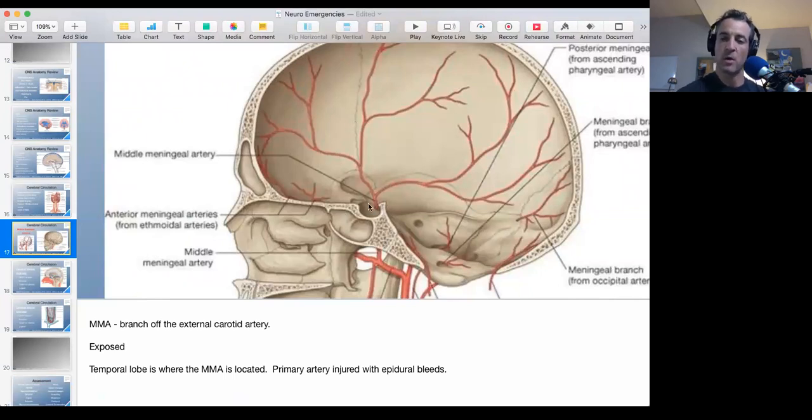So that's why if you have an injury to that temporal region, and of course it is arterial, right? So it's going to bleed a lot. That's why you get these epidural bleeds. One of the biggest causes of these epidural bleeds is trauma to this middle meningeal artery.